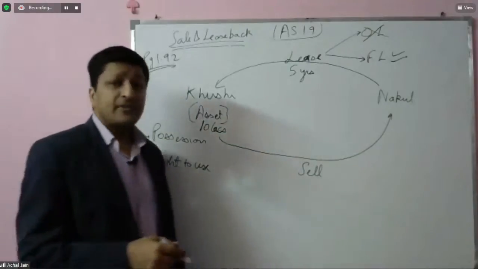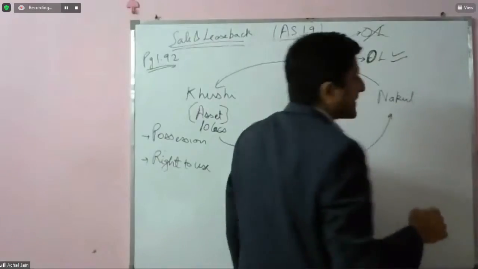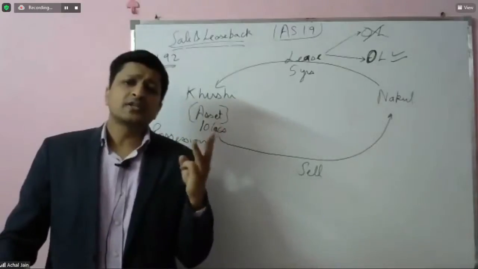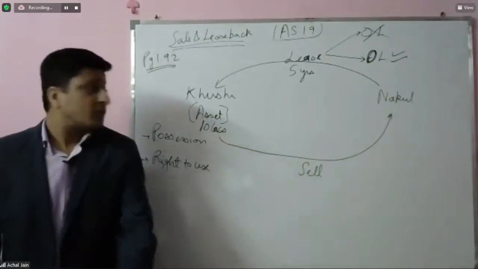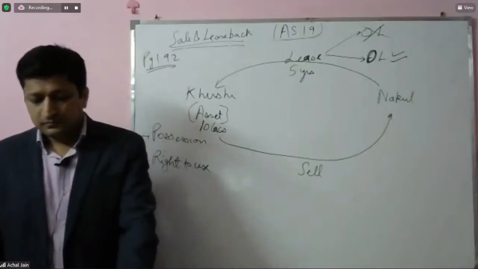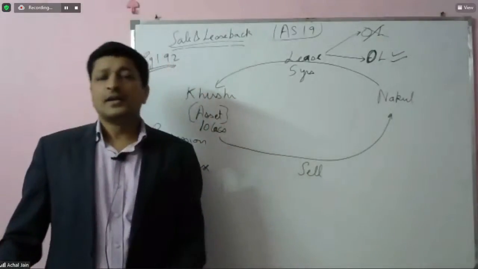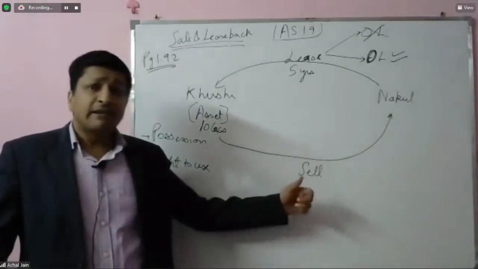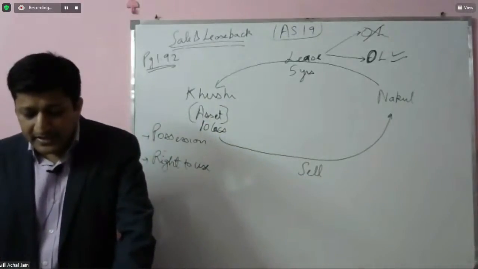It says, let's suppose the arrangement is an operating lease. It's not a finance lease, it's an operating lease. In this case, 3 situations are possible. If the sale price is equivalent to fair value, then the profit or loss on sale, we are talking about profit or loss on sale, that should be recognized immediately.